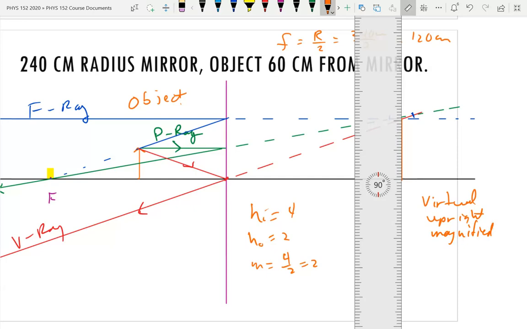If it's a virtual image, it's upright. It was magnified in some and diminished in some, but it was always upright. Likewise, if it's a real image, it's always going to be inverted, which means your magnifications are always going to be negative for the real images.